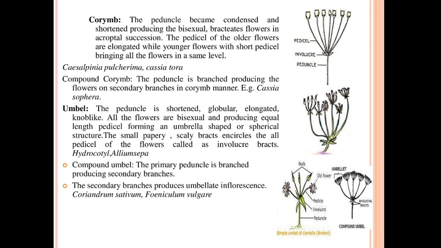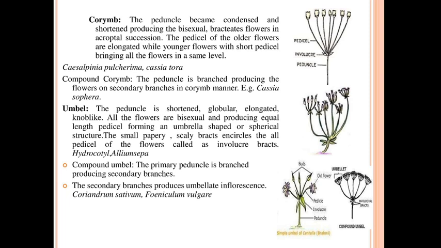Next type of inflorescence in racemose type is your corymbose inflorescence, commonly seen in plants like Caesalpinia or Cassia tora. Now here the peduncle becomes condensed, shortened, and you have the bisexual bracteate flowers arranged on it. Now the main thing here is the pedicels are of different length.